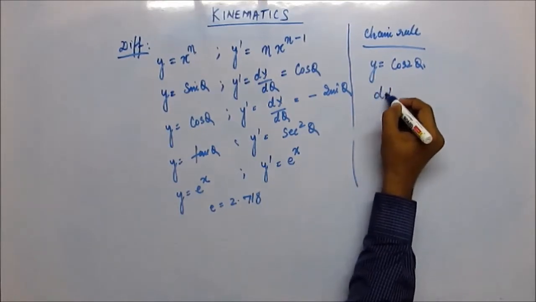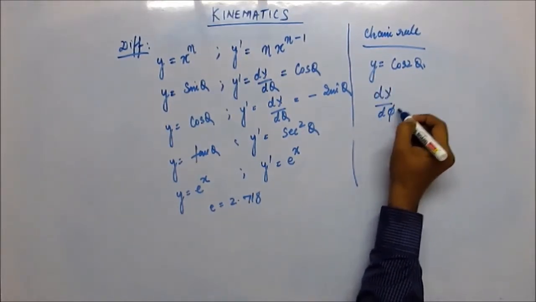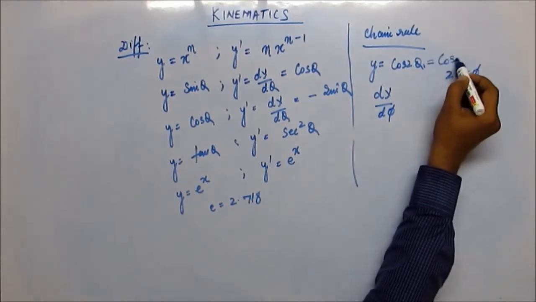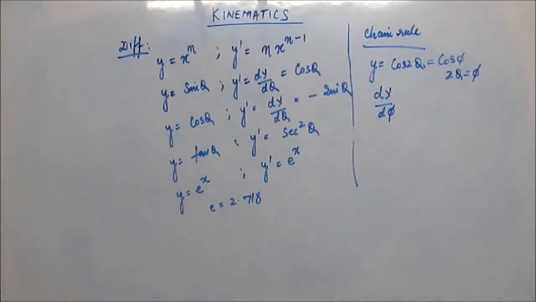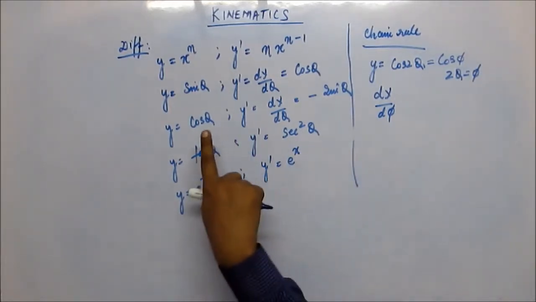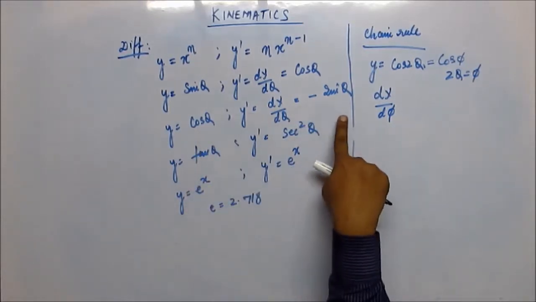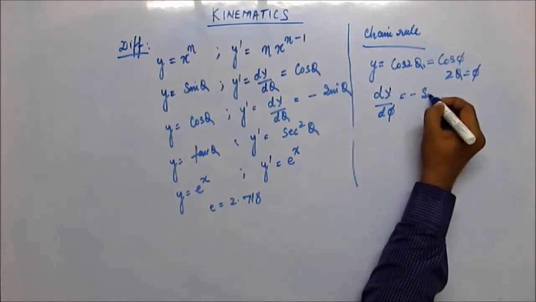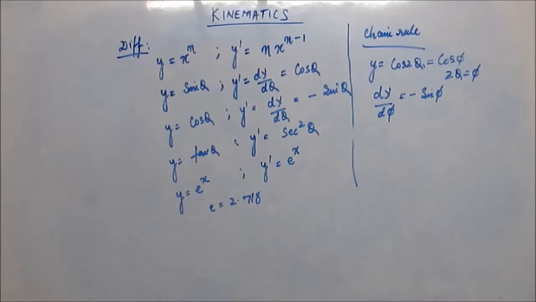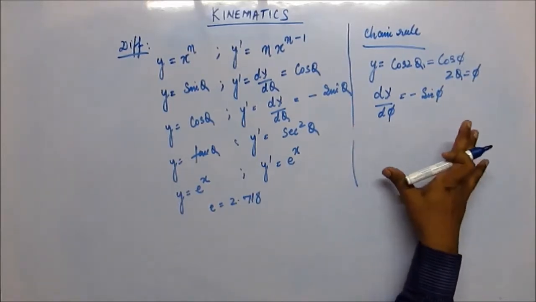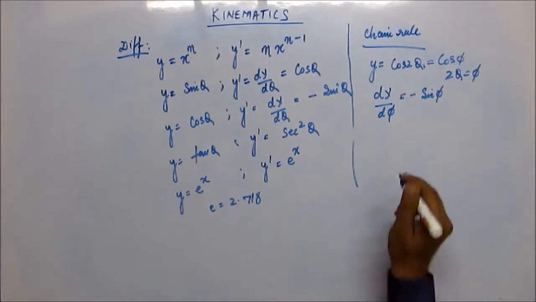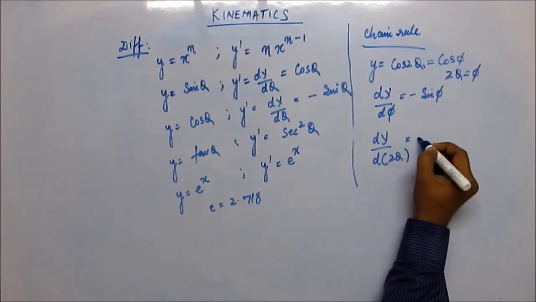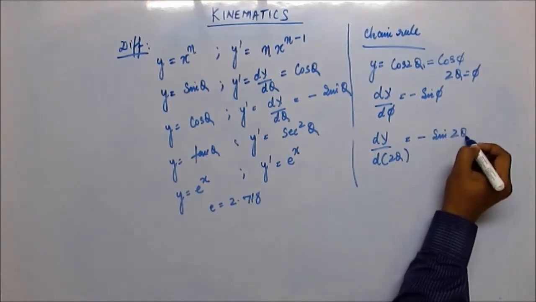What we do is, we can easily find dy by d phi. If we take 2 theta as phi, then this is actually written just cos phi. And if we differentiate in terms of phi, then we know that differentiation of cos phi is minus sin phi. So differentiation of cos phi we can write simply as minus sin phi. Now, phi is the variable introduced by us and we should get rid of it. So this is effectively dy by d 2 theta given as minus sin 2 theta.